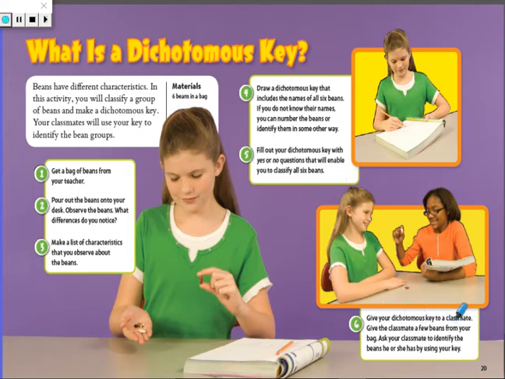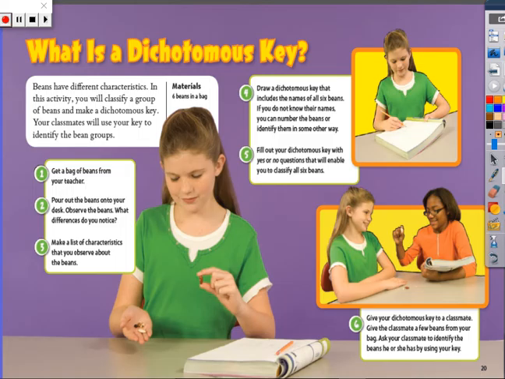Give your dichotomous key to a classmate. Give the classmate a few beans from your bag. Ask your classmate to identify the beans she has by using your key.